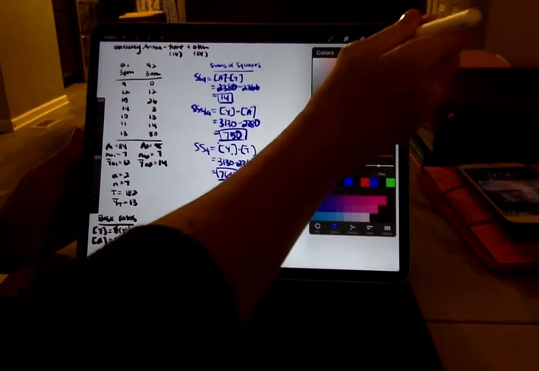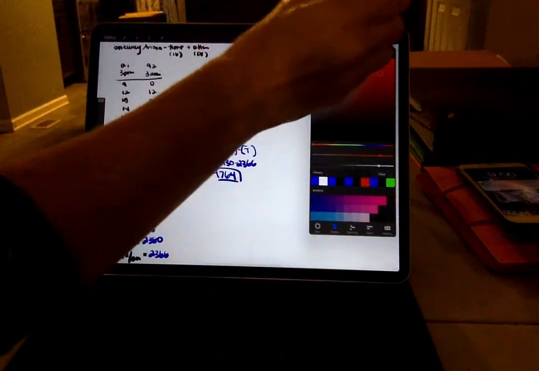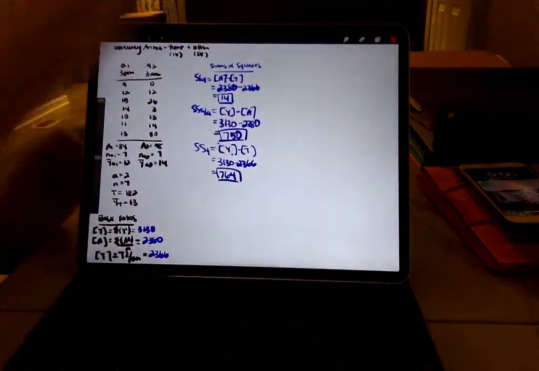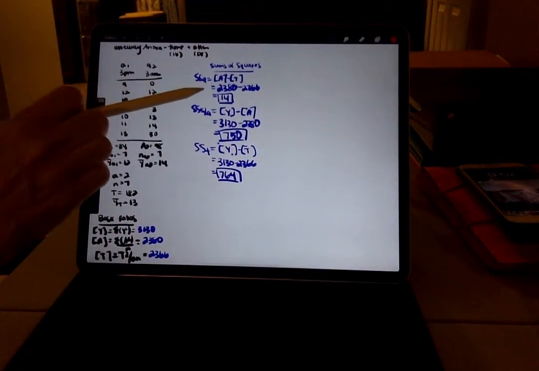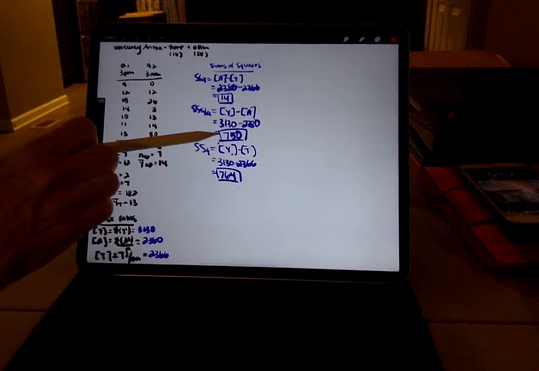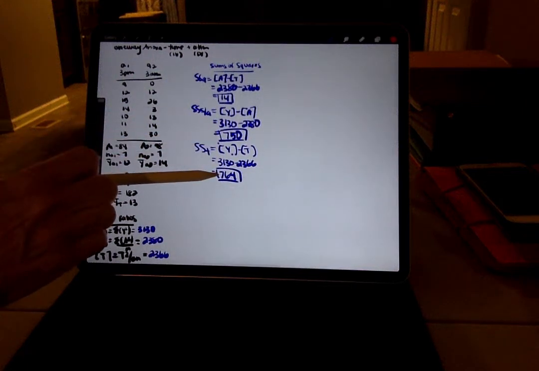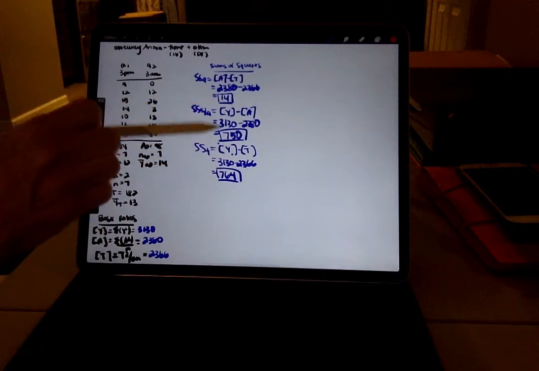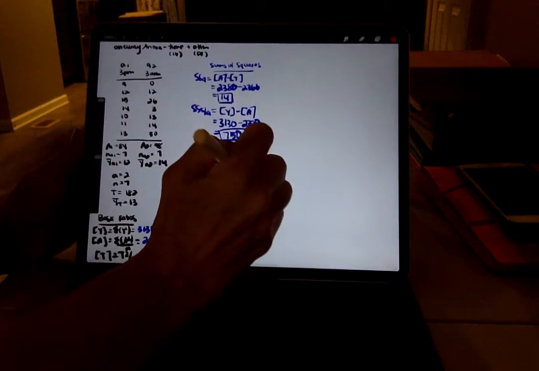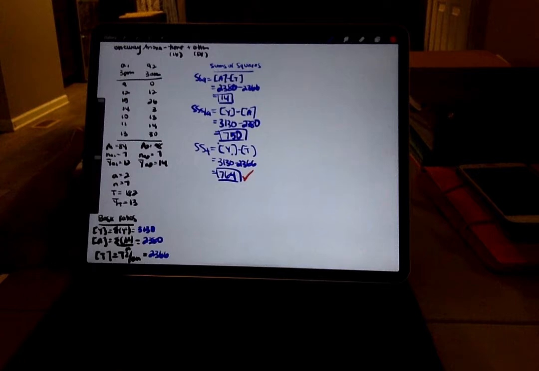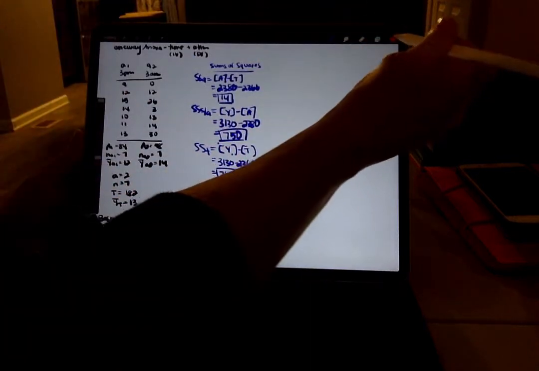And remember, before you move on from this step, you want to check your work. Your sum of squares A plus your sum of squares S over A should equal your sum of squares T. And we can do this one in our head. 14 plus 750 does, in fact, equal 764. So that checks out.